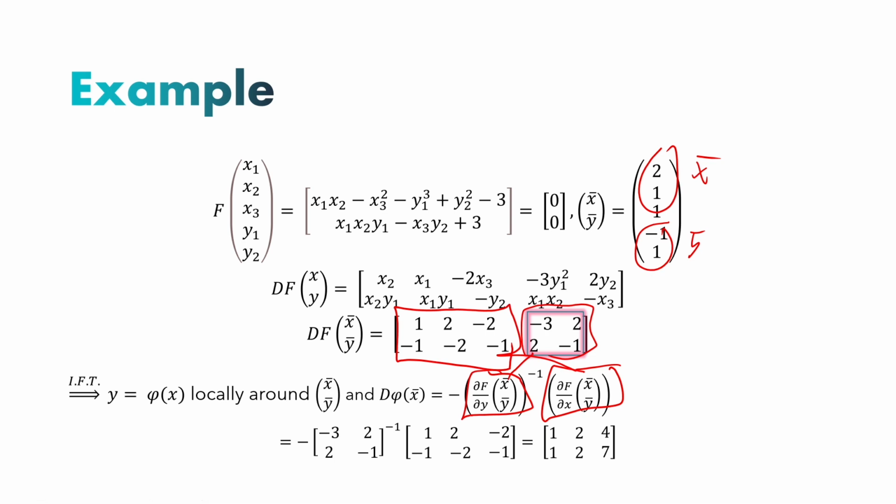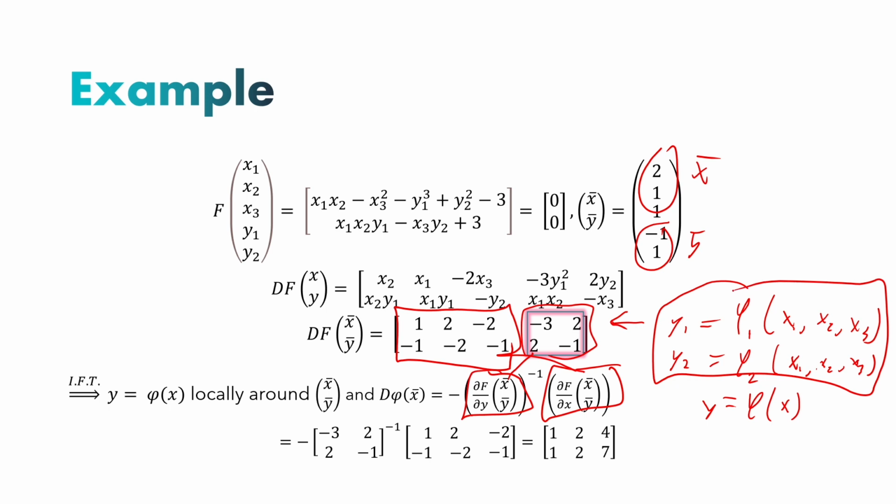So just to reiterate, we now know that we can solve for the y variables in terms of the x variables because this submatrix of partial derivatives was invertible. So this tells us that we can solve for y1 in terms of x1, x2, and x3, and we can also solve for y2. So let's say that y1 equals the first phi function, phi1 of x1, x2, and x3, and y2 equals phi2 of x1, x2, and x3. So overall we have y equals phi of x when you consider the total collection here.